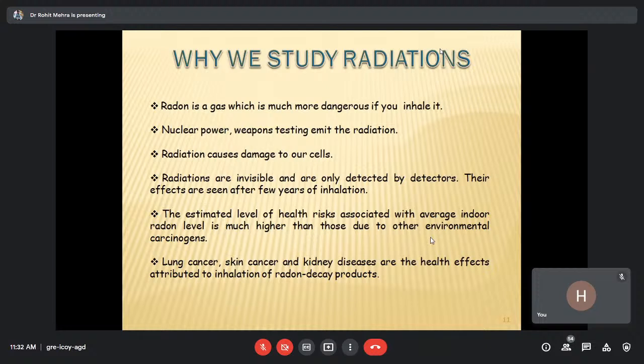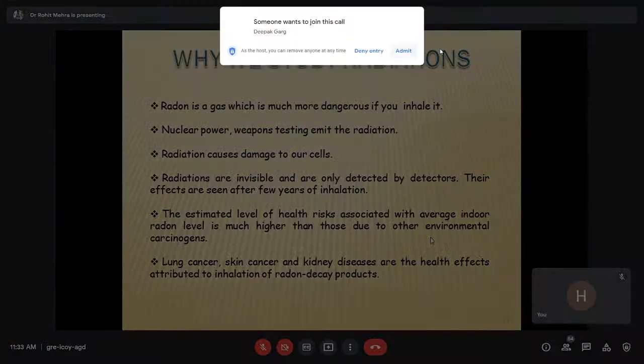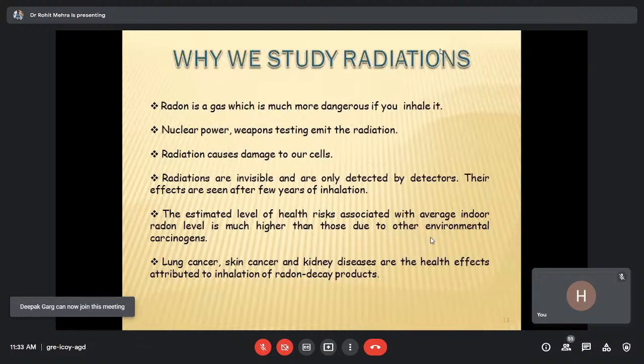So again, its study is very important because it estimates the health risk associated with the average indoor radon level, which is very high in the case of carcinogens. Lung cancer, skin cancer, kidney disease, and other health effects are attributed to the inhalation of radon decay products. So that is the reason why we study radiations.